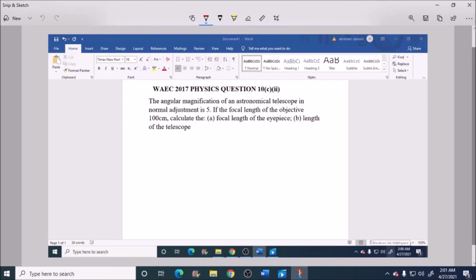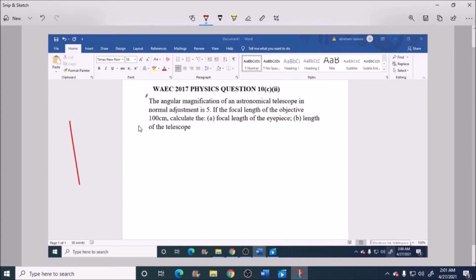Hello and welcome. Today I will be answering WAEC 2017 Physics question 10C, Roman figure 2. The question says the angular magnification of an astronomical telescope in normal adjustment is 5. If the focal length of the objective is 100 centimeter, calculate the focal length of the eyepiece and then the length of the telescope. All right, so let's begin with the calculation of the eyepiece.